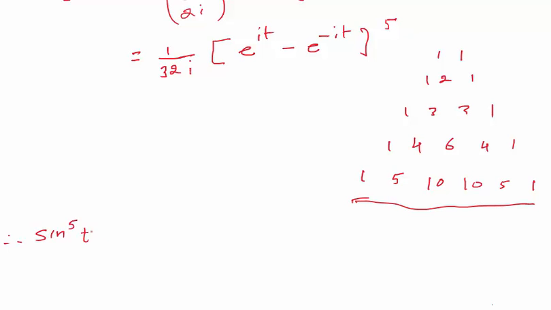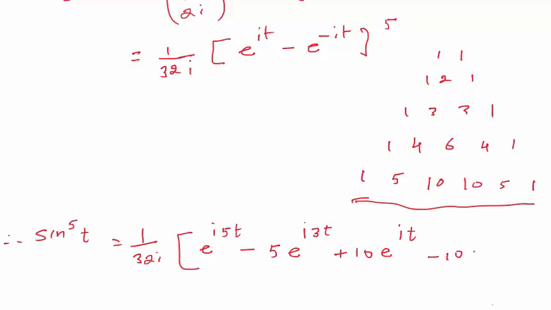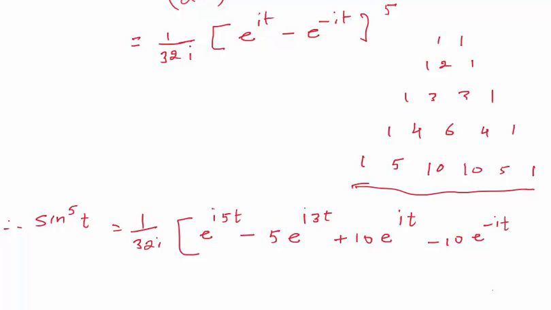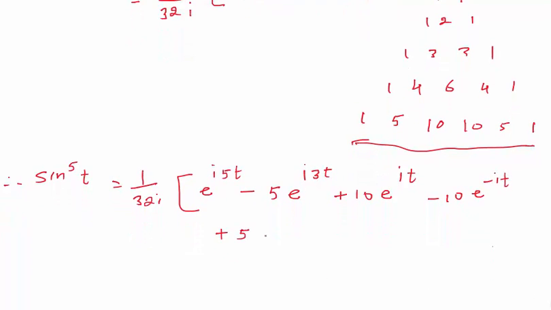Therefore I will say that sine raised to 5t is equal to 1 upon 32i into, here we say that e raised to i 5t, then minus 5 times e raised to i 3t. Now see here, it should be e raised to i 4t into e raised to minus it that I am clubbing. Then after that I have plus 10 e raised to it, minus 10 e raised to minus it, plus 5 times e raised to minus i 3t, and lastly minus e raised to minus i 5t.